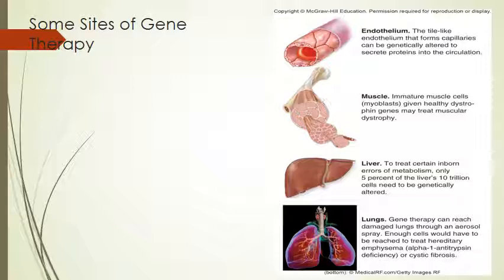Here are some sites of gene therapy. The endothelium: remember, this tile-like endothelium that forms capillaries can be genetically altered to secrete proteins into the circulation. If we look at the muscle, the immature muscle cells, the myoblasts, can give healthy dystrophin genes to maybe treat muscular dystrophy. The liver: to treat certain inborn errors of metabolism, only 5% of the liver's 10 trillion cells need to be genetically altered. And in the lungs, gene therapy can reach damaged lungs through an aerosol spray. Enough cells would have to be reached to treat hereditary emphysema caused by alpha-1 antitrypsin deficiency or cystic fibrosis.